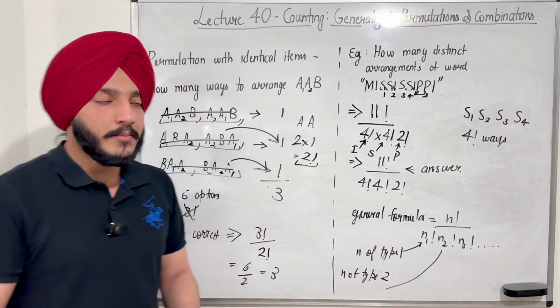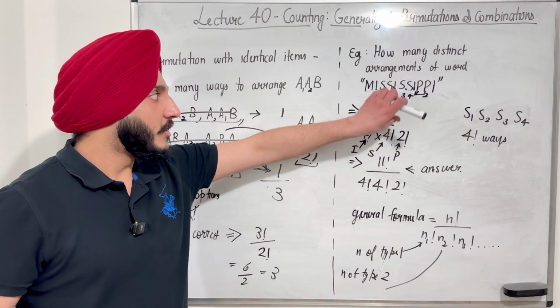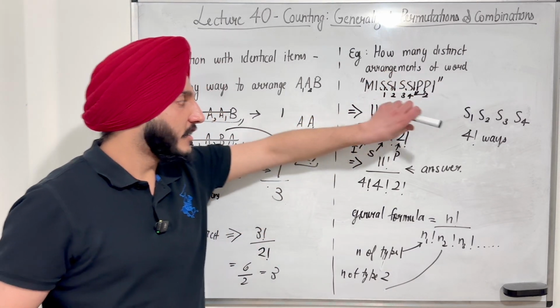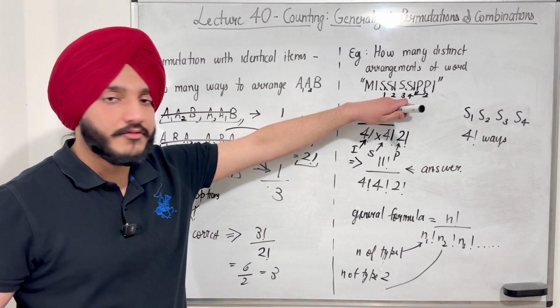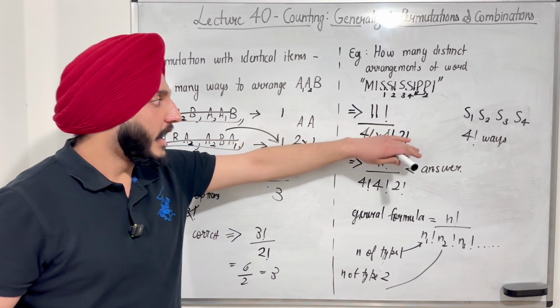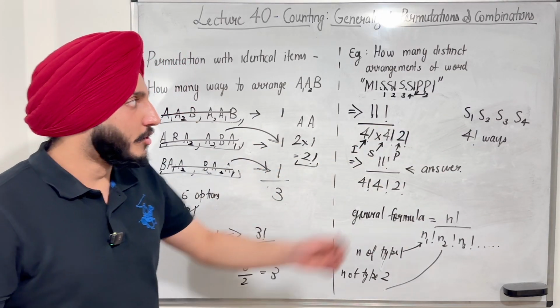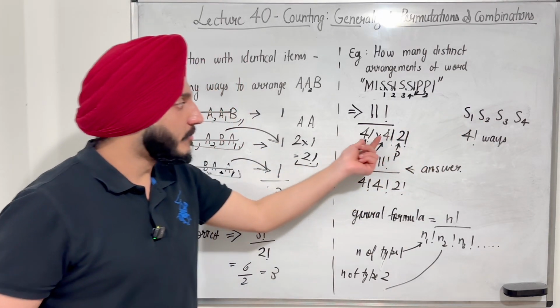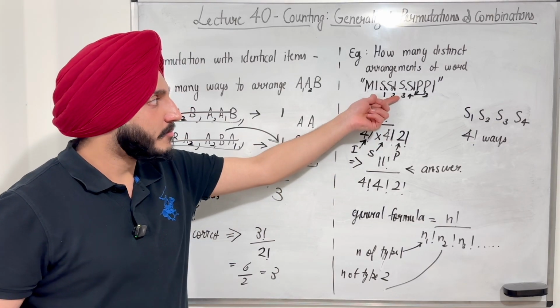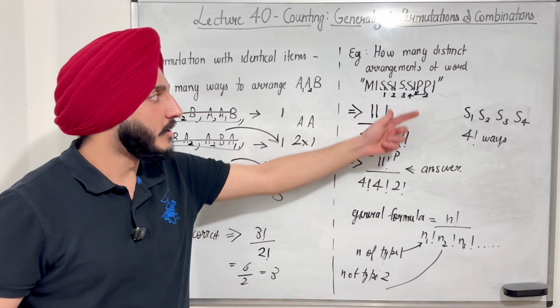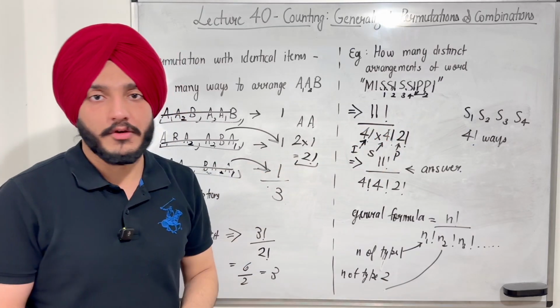The idea is very simple. You first consider all the letters as distinct. So we have 11 different letters, so we do 11 factorial. And then you divide by the number of times you have overcounted a letter. So S is appearing 4 times, so divide by 4 factorial for it. I is appearing 4 times, so divide by 4 factorial. P appears 2 times, so divide by 2 factorial.